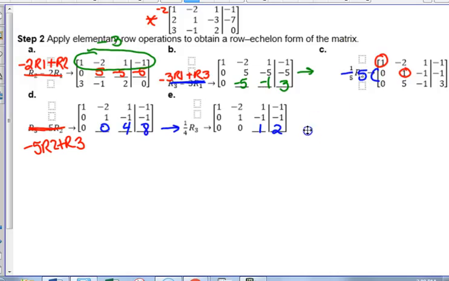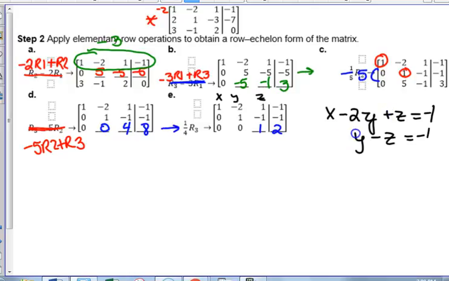Put this back into equations for me. X, Y, and Z. So the first equation is x minus 2y plus z equals -1. What's the second equation? Y minus... And the last one?